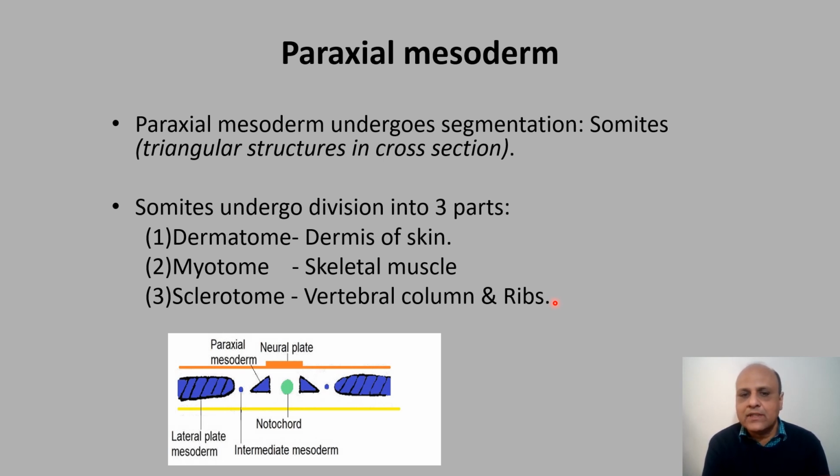So paraxial mesoderm, in this area, undergoes segmentation to form structures which are triangular in cross section called somites. Each somite undergoes division into three parts: dermatome, myotome and sclerotome. So these are the derivatives of the somite. Dermatome forms dermis, myotome forms skeletal muscle and sclerotome forms vertebral column and ribs. And from where are the somites derived? They are derived from paraxial mesoderm.